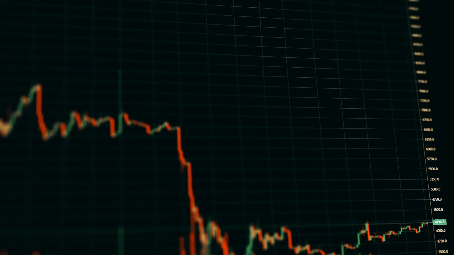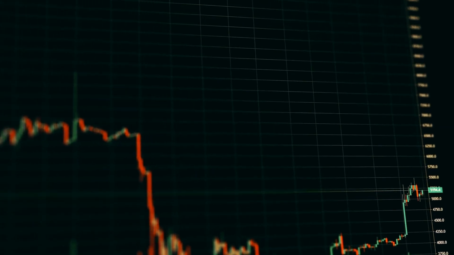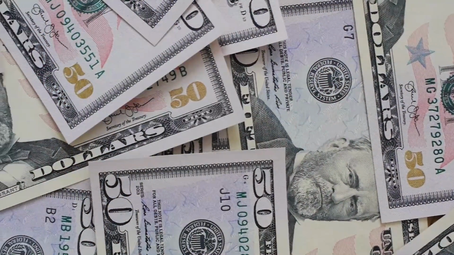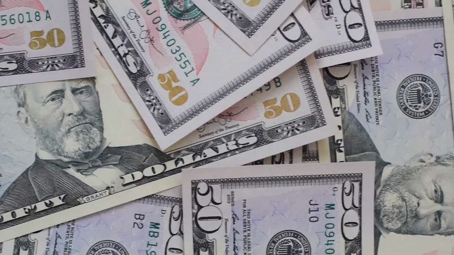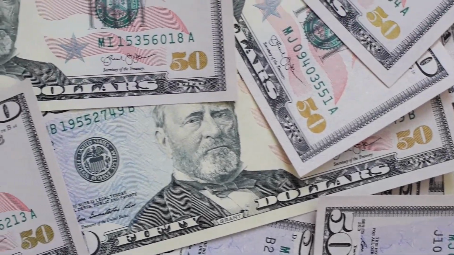And then there are financial crises, which can erupt suddenly and spread rapidly across borders. The 2008 global financial crisis is a stark reminder of how vulnerable the global economy can be. What started as a housing bubble in the United States quickly spiraled into a worldwide economic meltdown.